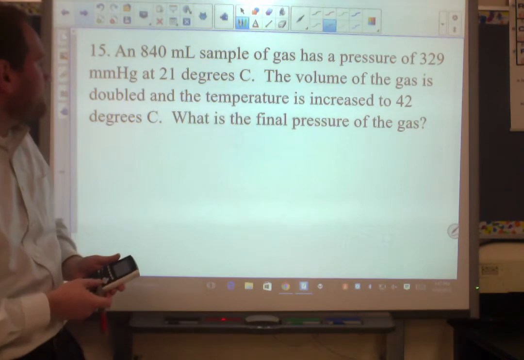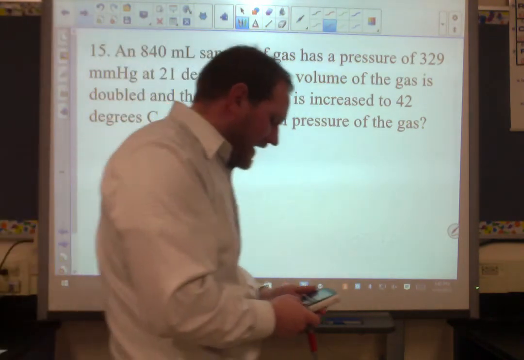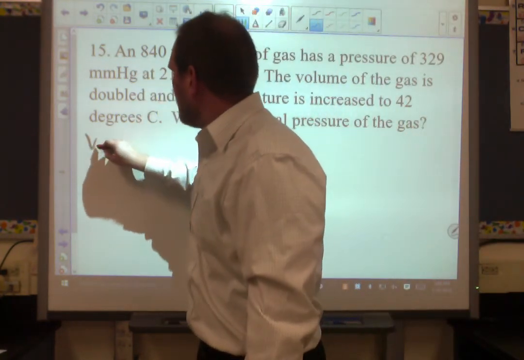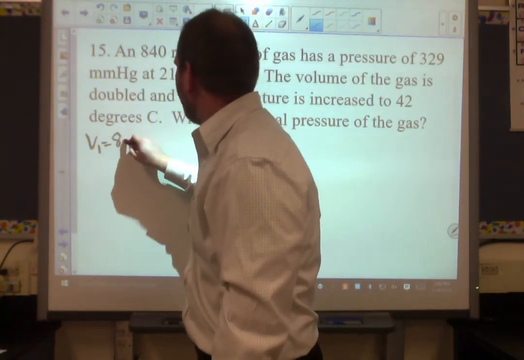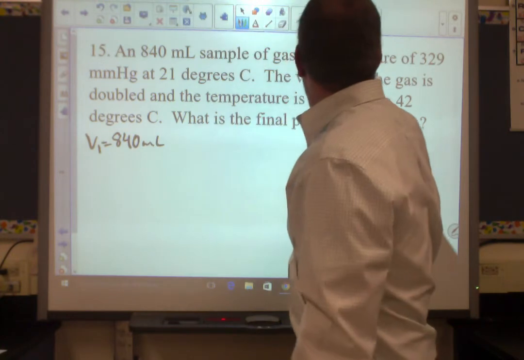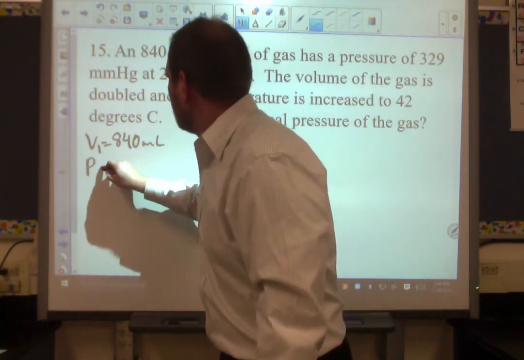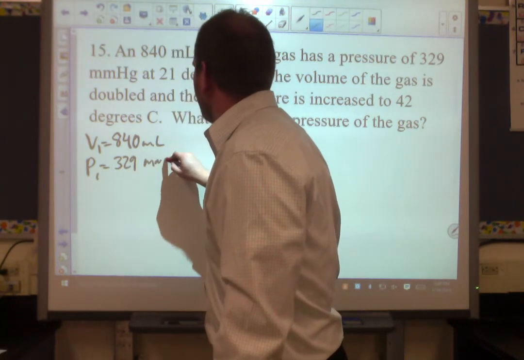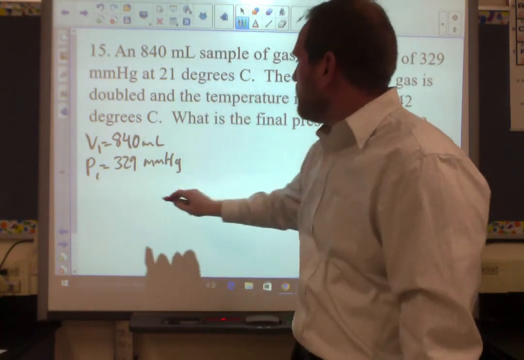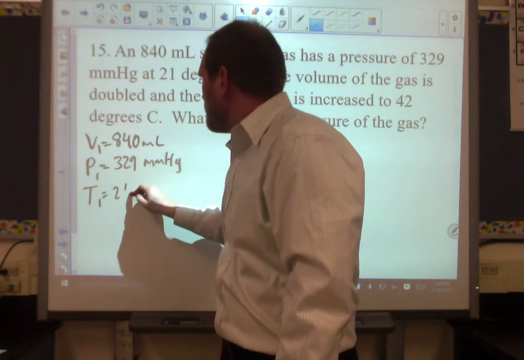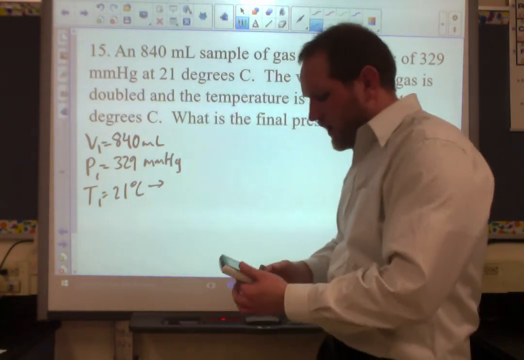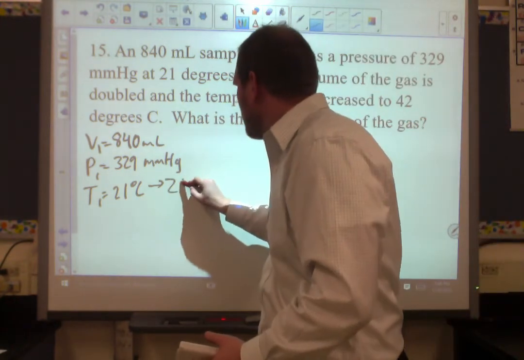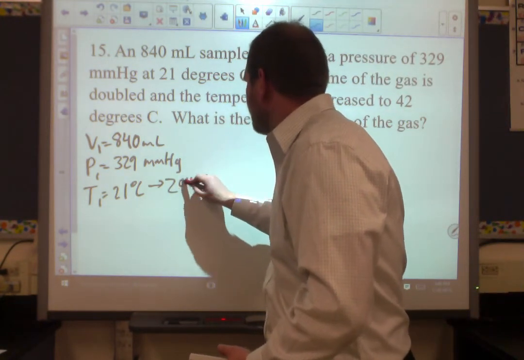Question 15. All right, looks like a combined gas law problem. So let's write what we're starting with. My initial volume, V1, is 840 milliliters. P1 equals 329 mmHg. And T1 is 21 degrees Celsius. But of course, right away, we're going to add 273 and get 294 Kelvin.